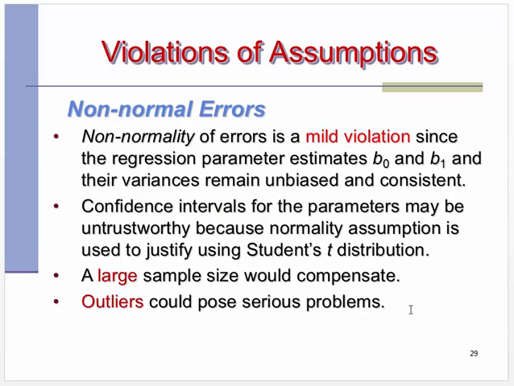Non-normal errors. Non-normality of errors is a mild violation, since the regression parameter estimates b0 and b1 and their variances remain unbiased and consistent. Confidence intervals for the parameters may be untrustworthy because the normality assumption is used to justify the Student's t distribution. A large sample size would compensate, but an outlier could pose a serious problem.